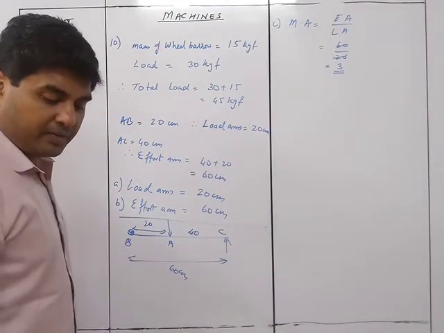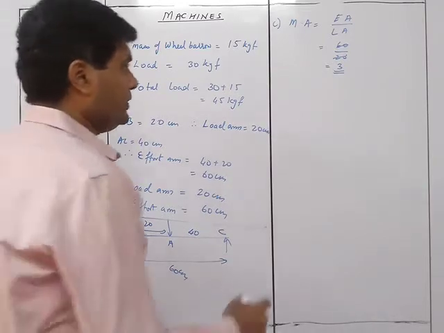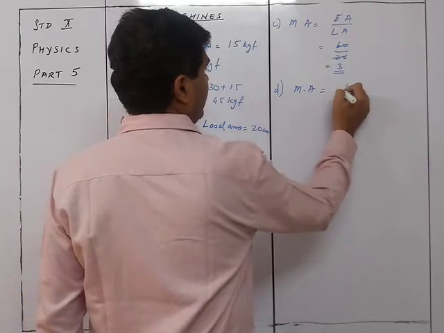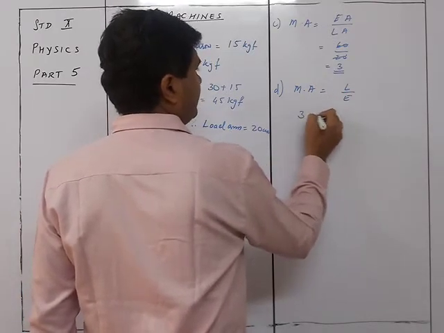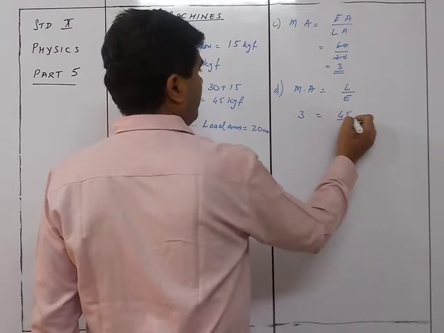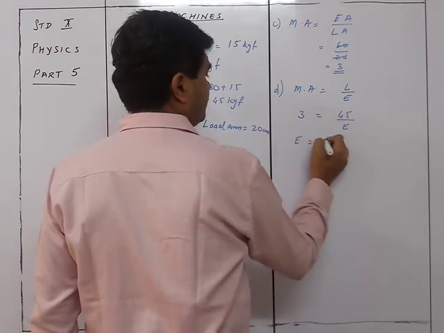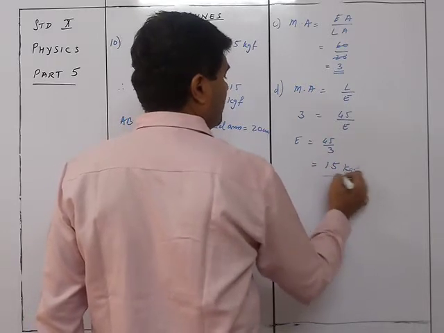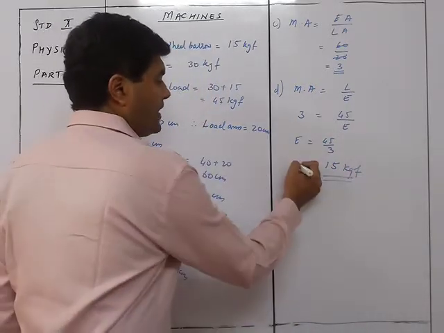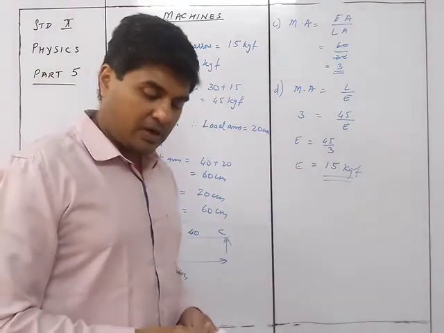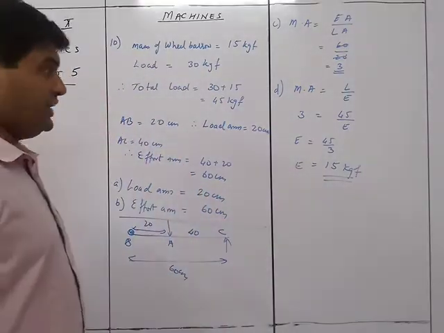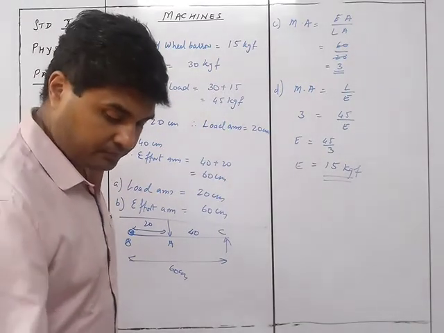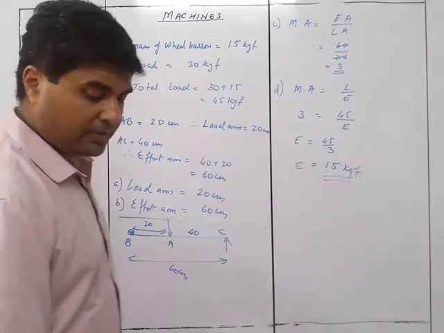And the minimum effort required to keep the leg off the ground. So you need to find out the effort now. So D: MA is equal to load upon effort. So 3 is equal to load 45 upon effort. So effort is equal to 45 upon 3 is equal to 15 kgf. So the minimum amount of effort required just to raise it above the ground will be 15 kgf. So this was sum number 10. We now move on to sum number 11.